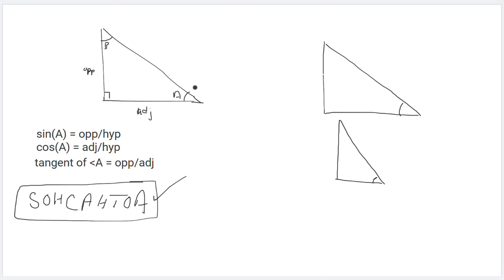Now, let's say I don't want to worry about the hypotenuse. Let's say I don't know that information. What I can just do is compare the opposite side to the adjacent side.